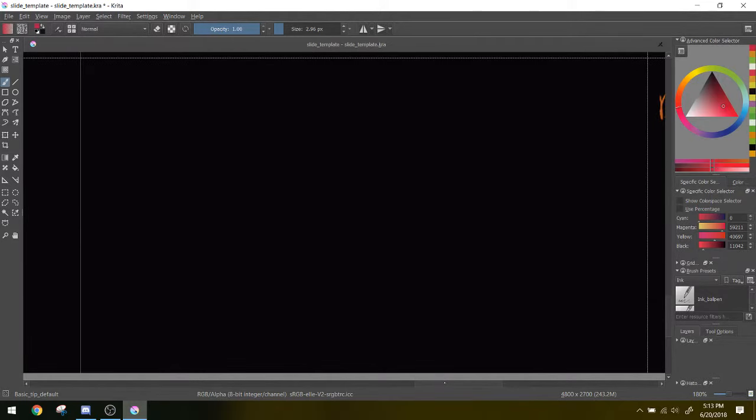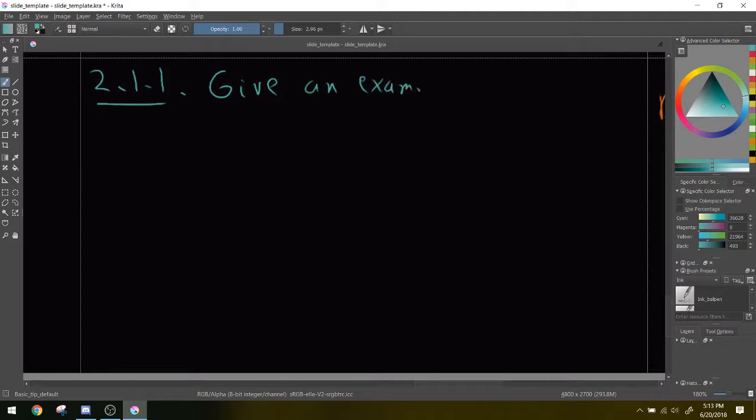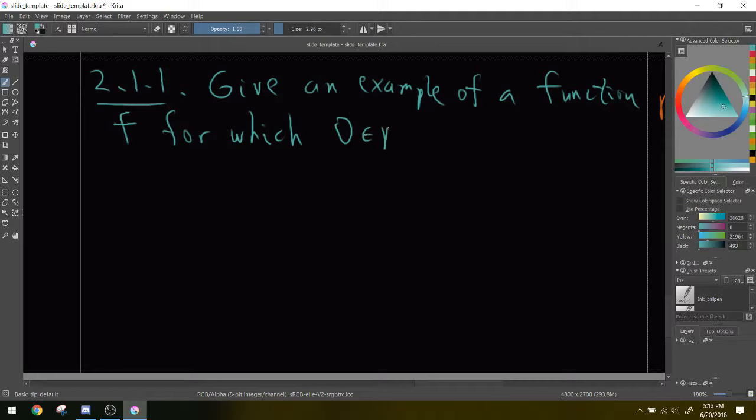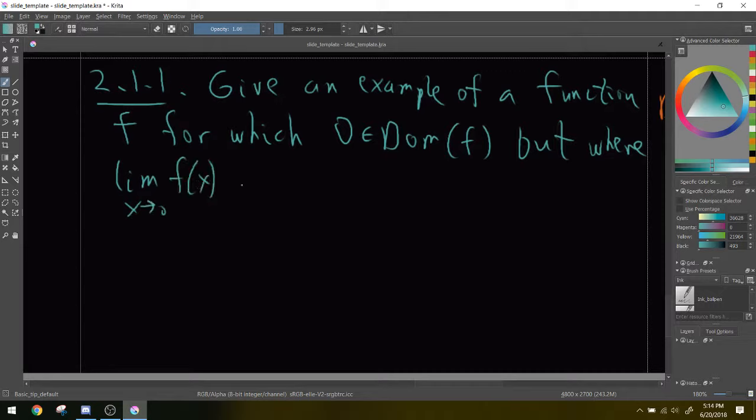Okay, now I will ask you some exercises. This is exercise 2.1.1 in the AOPS book. It asks you to cook up a function. Give an example of a function f for which the number 0 belongs to the domain of f, so that means f is defined at 0. We're allowed to plug in 0. But where the limit as x approaches 0 of f of x is undefined. So give me a function where the limit at 0 is undefined. Any function you like.